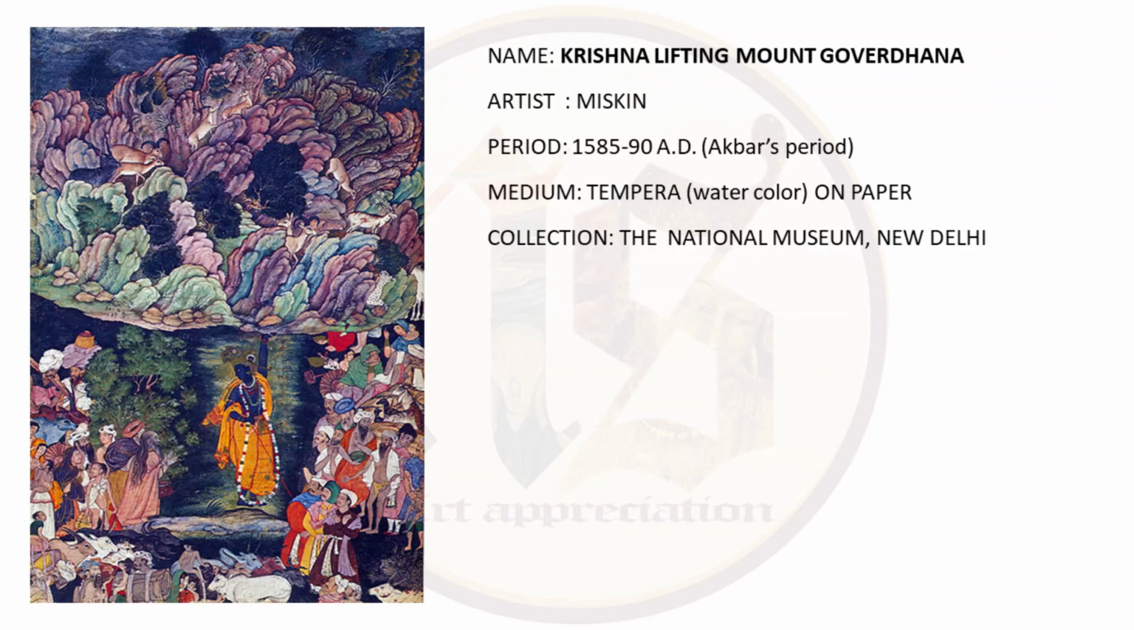Now we reach the explanation of paintings. First painting is Krishna lifting Mount Govardhan. Artist is Miskin. Period is 1585 to 1590, that is Akbar's reign. Medium is tempera on paper and collection is National Museum, New Delhi.